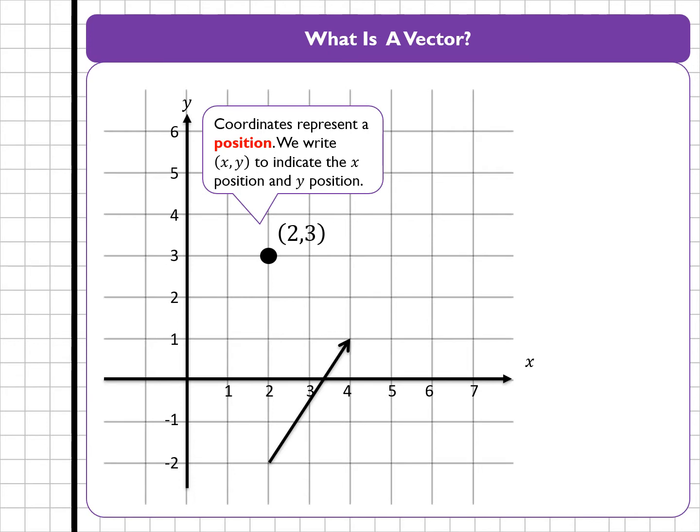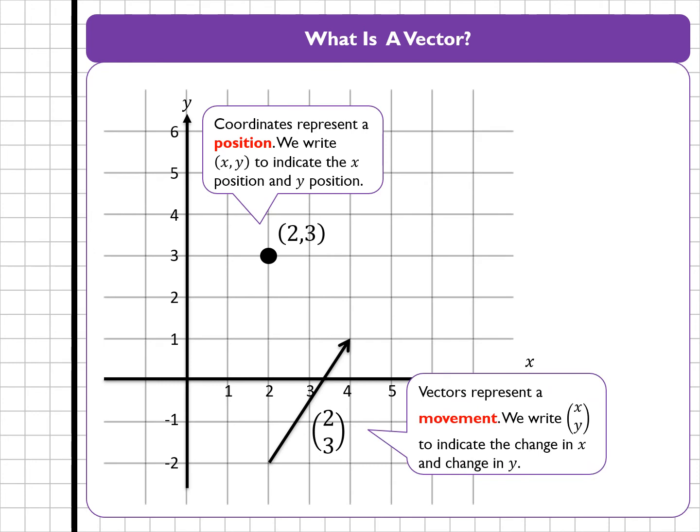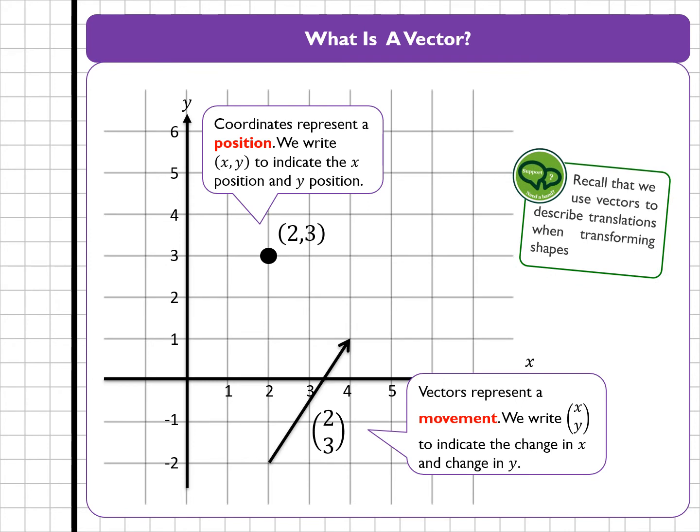This here represents a vector, and this is actually known as the vector (2, 3). Notice there isn't a fraction line in between, I just have the number at the top and the number at the bottom. Now, vectors represent movement, and again we write the change in x at the top and the change in y at the bottom. Notice that this should look familiar. We did look at vectors when we described translations when transforming shapes.